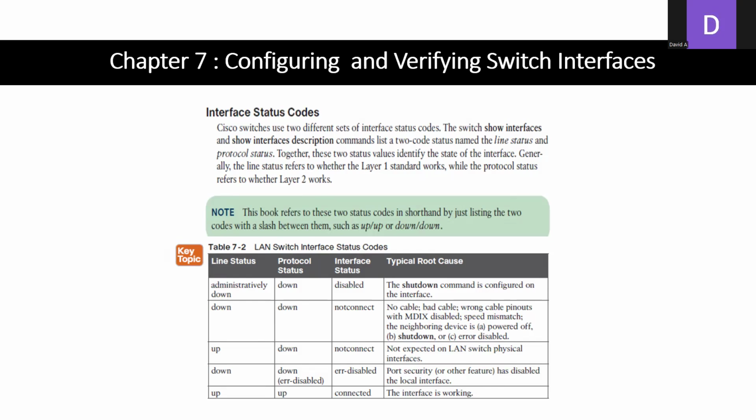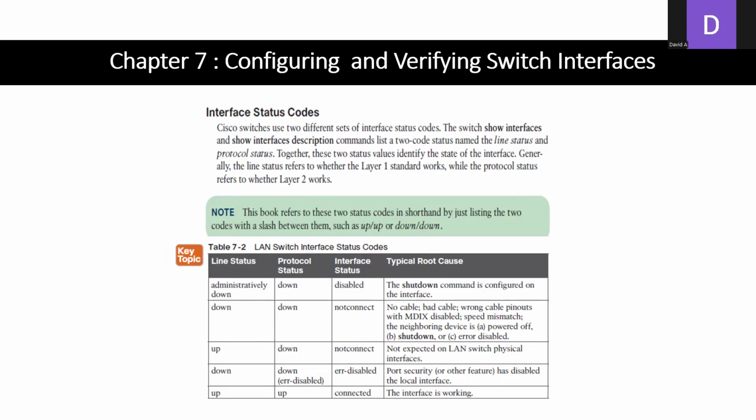We're going to talk about some cases in which an interface is working but not working well, or not working at all. Let's go ahead and tackle interface status codes. Cisco switches use two different sets of interface status codes. The switch show interfaces and show interface description commands list a two-code status, the line status and the protocol status. Together, these two status values identify the state of the interface.